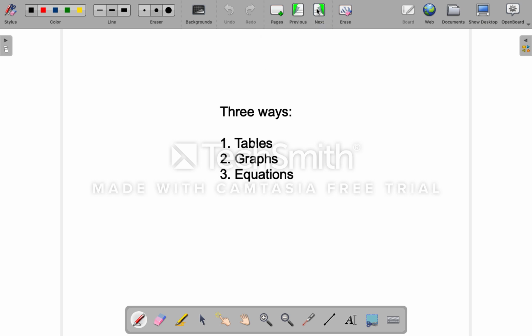So there are three ways to describe the relationship between inverse functions. These ways are using tables, graphs, or equations. And we're going to go through each of these using a similar example, and then you'll see some other applications for it.